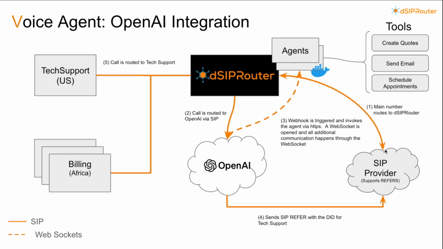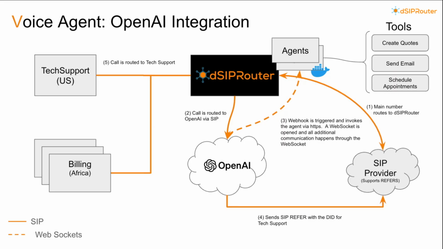So with that being said, let's go through this. Say you receive a phone call that's routed from your SIP provider, and it will hit dSIPRouter. dSIPRouter will then route the call through a concept of an endpoint group. For those who've been using dSIPRouter, that will be very familiar. It will route the call to OpenAI via SIP. Then OpenAI is going to fire a webhook, which triggers the actual agent. So the agent is sitting there waiting for a request to happen.